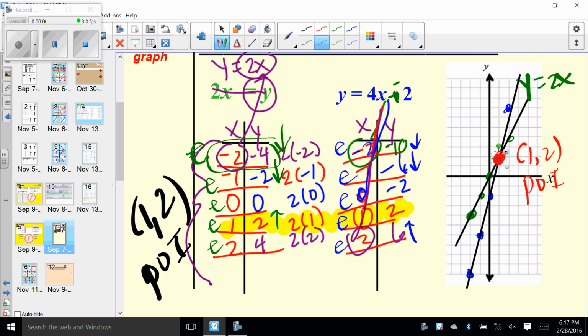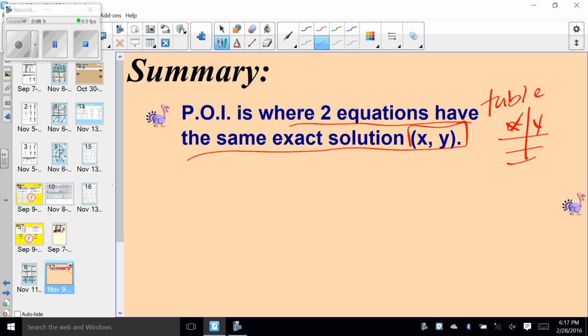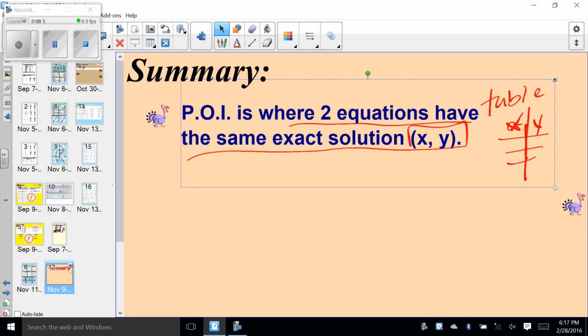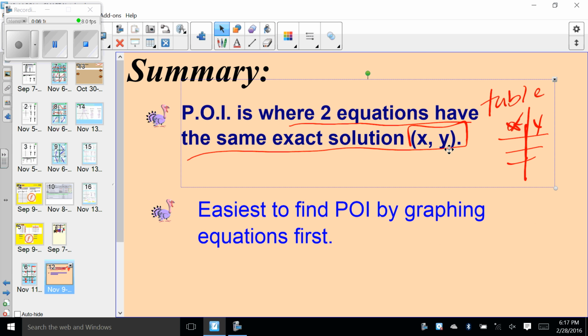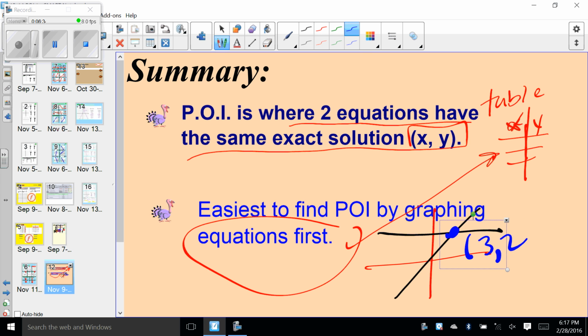So a couple things to look at. The point of intersection is where two equations have the exact same xy value. You can see it in a table. You're looking for where does it intersect in the table. When is it the same in the table? And you can see it in a graph. Easiest way to find a POI is by graphing first. So if you graph first, then you can pull back to the table. I did it in opposite order, but I just wanted to show you that you can get it from a table. But sometimes if you graph it first and you find it, let's say it's at, in this problem, 3, 2, then you can pull it right back to the table and it's much faster, okay?